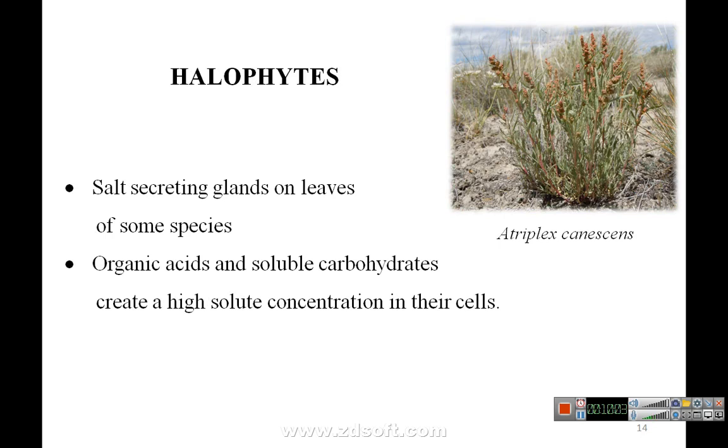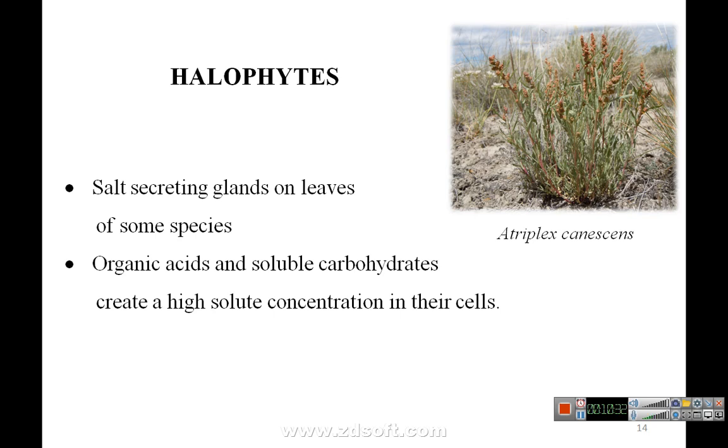Halophytes. Halophytes are those which can live with salt secreting glands on leaves of some species. Organic acid and soluble carbohydrates create high solute concentration in their cells, so they can tolerate a lot of heat. So that's why they are called halophytes.